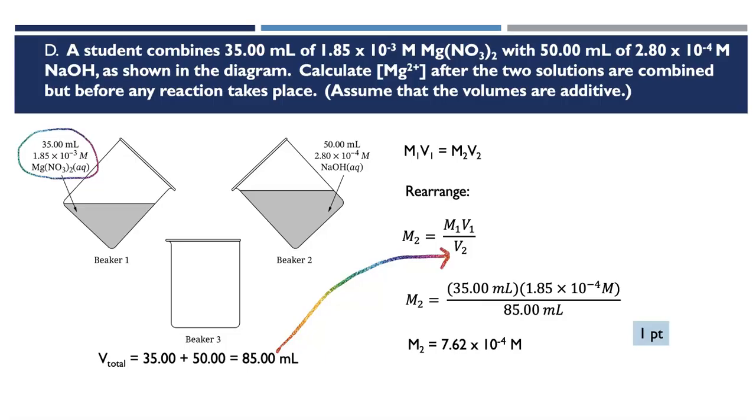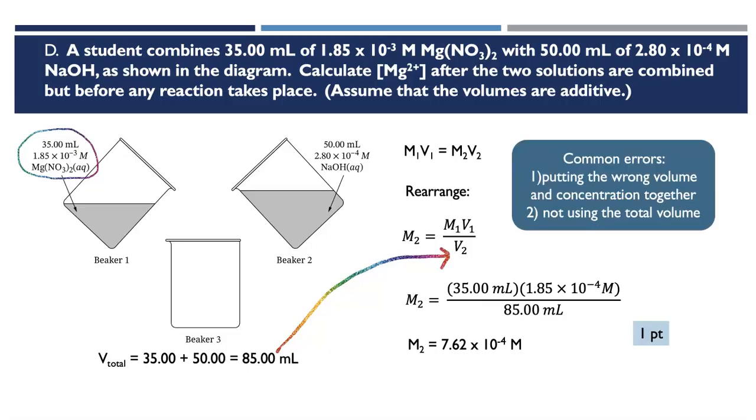Now, it's a fairly easy calculation to do, and this is a very common type of problem for dilutions, one you should definitely be able to do, but students did often make mistakes. Common errors include putting the wrong volume and concentration together, so using the volume of beaker 1 with the molarity from beaker 2, or vice versa, things like that. Solving for the sodium hydroxide new concentration, not using the total volume, things like that. So you want to pay attention and make sure you're using the right numbers. You were given all the information you needed here.